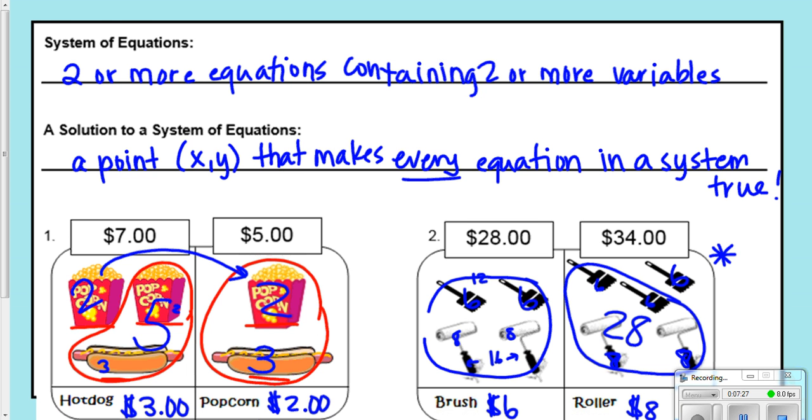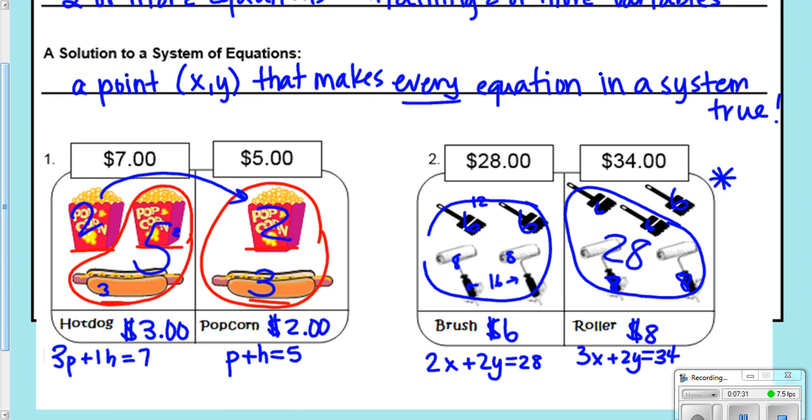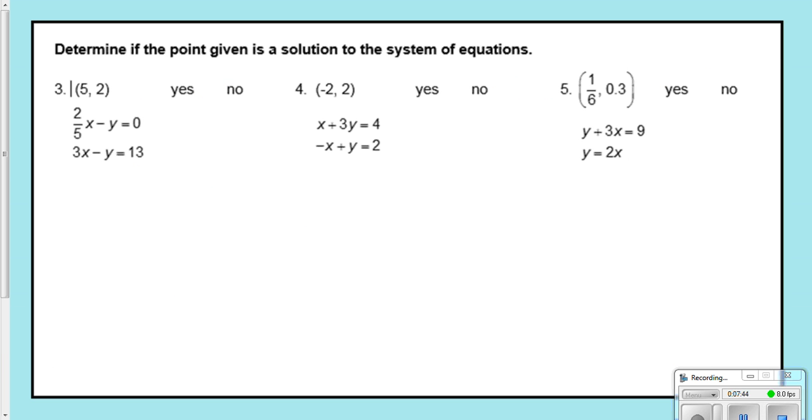Again, going back to popcorn and paintbrushes and all that, there was really one answer. Hot dogs was $3, popcorn was $2. Those are the only two numbers that I could plug in for the P and the H here and have this actually work out for both equations. Okay? So what we're going to do now is test these without any popcorn or hot dog, just looking at the bare problems.